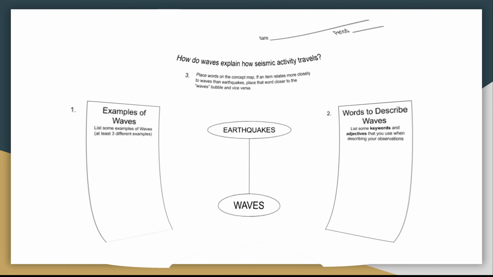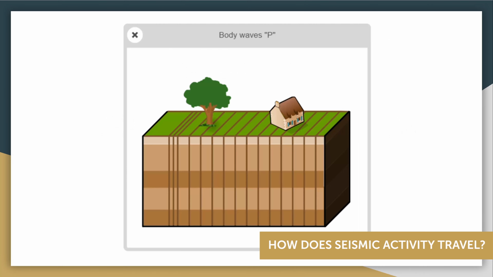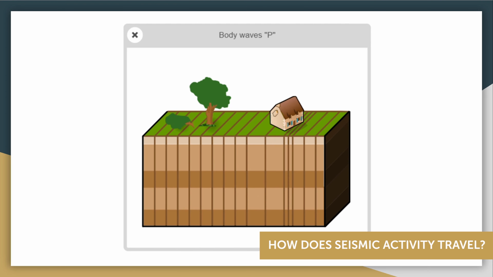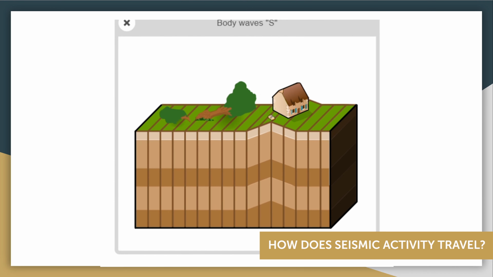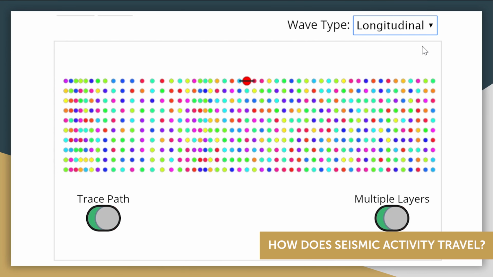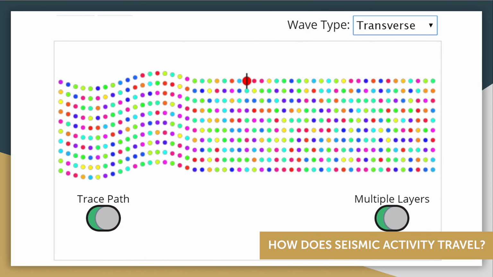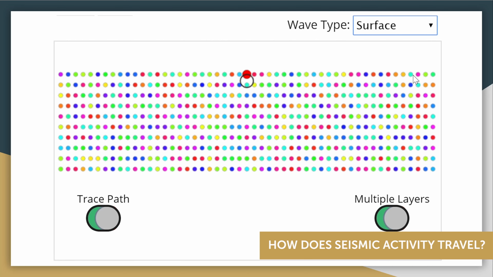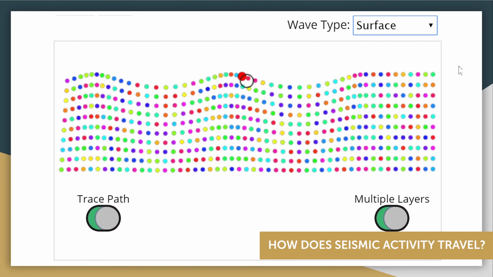The first activity will be a wave concept map. In this activity, students will connect their initial ideas about earthquakes with their observations of various wave simulations. After exploring the simulations, students will then create concept maps of their current understanding of waves. Students will be able to understand how seismic activity travels.